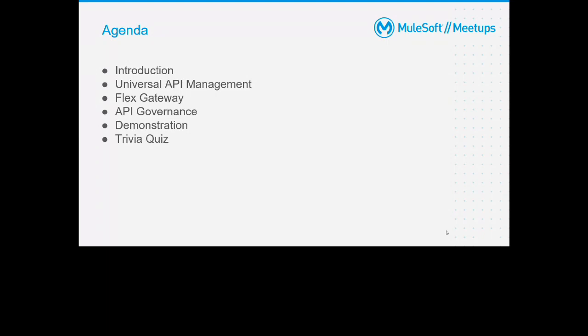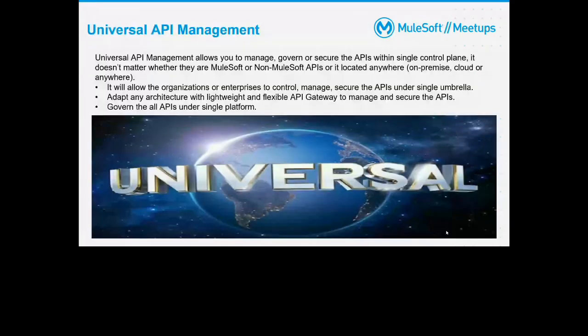So let me start with universal API management. As everyone is aware, around 6 months back, MuleSoft introduced the concept known as universal API management. So what does this mean? The main intention behind it is that you can manage, govern, engage, and secure APIs, regardless of whether it's a MuleSoft API or a non-MuleSoft API. You can govern, secure, engage, and manage MuleSoft as well as non-MuleSoft APIs under a single umbrella, on a single platform.